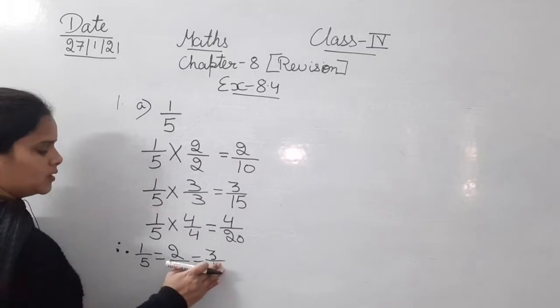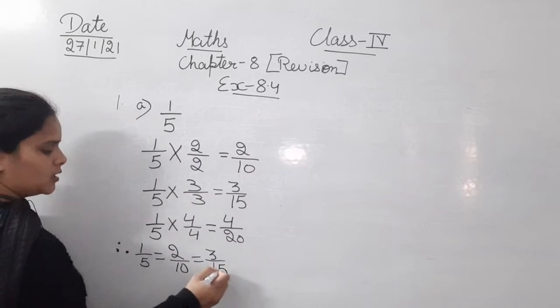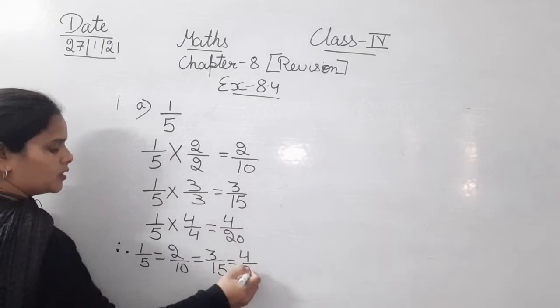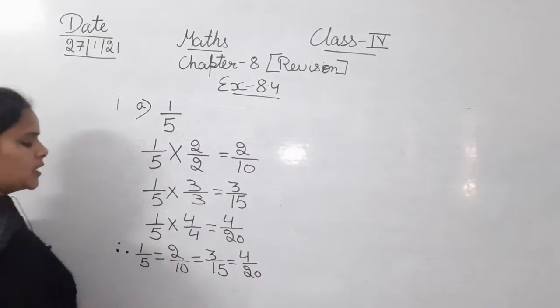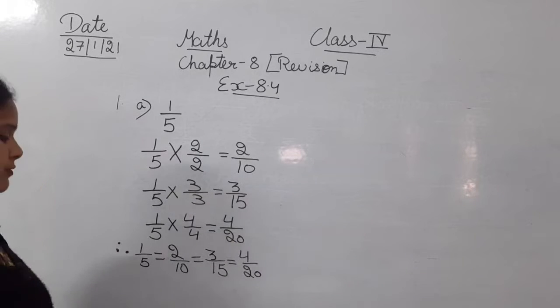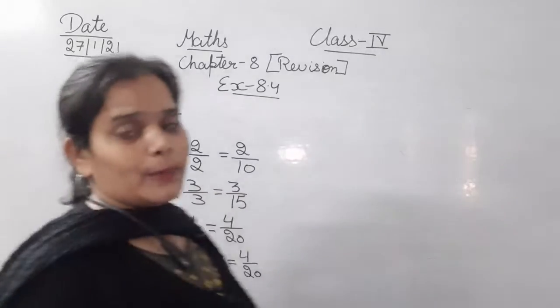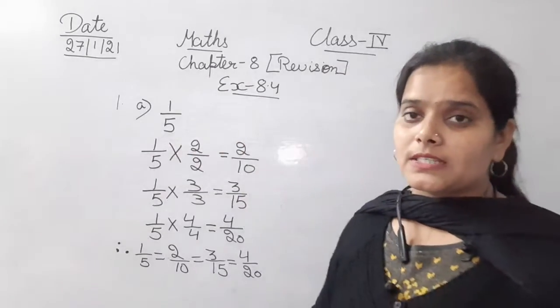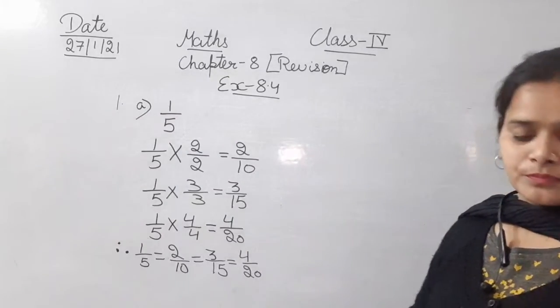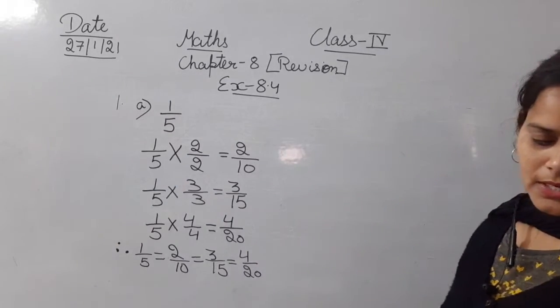Okay, 3 upon 15 is equal to 4 upon 20. So the next 3 equivalent fractions are 2 upon 10, 3 upon 15 and 4 upon 20. Okay, so these are the next 3 equivalent fractions to 1 upon 5. Clear? Chaliye, moving next to the B part.